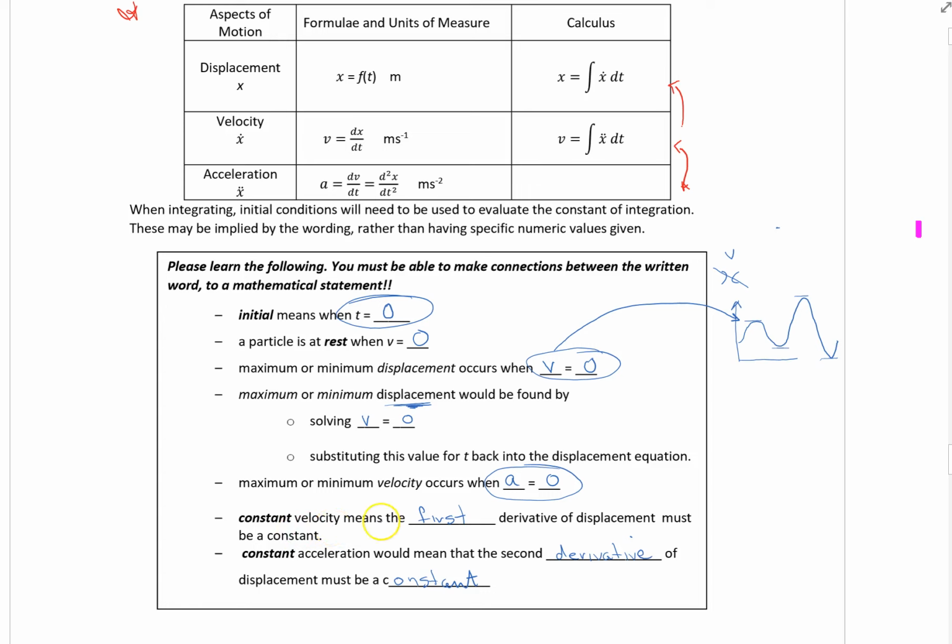So if our velocity function doesn't have any t, then when we took the first derivative of displacement, we arrived with no t. We arrived just with a constant. And similarly, constant acceleration means the second derivative of displacement would be a constant, or the first derivative of velocity would be a constant. There's lots of different ways of expressing the connections between displacement, velocity and acceleration, and I'll have to stop the video there.